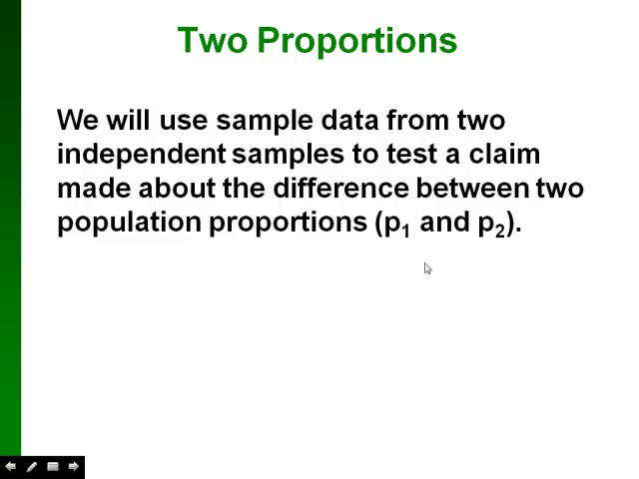Now let's talk about testing for 2 population proportions. Again, we're going to use sample data from 2 independent samples. We'll be testing a claim made about the difference between 2 population proportions. And again, we've got 2 different populations, 2 different samples, so we'll use the subscripts to let us know which one we're talking about.